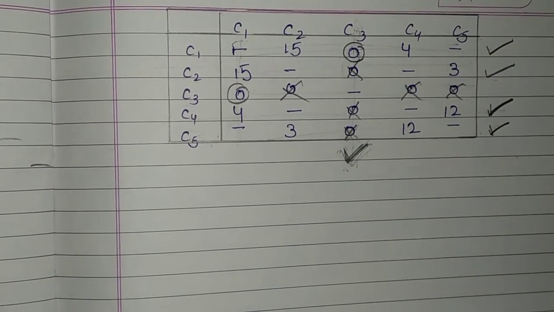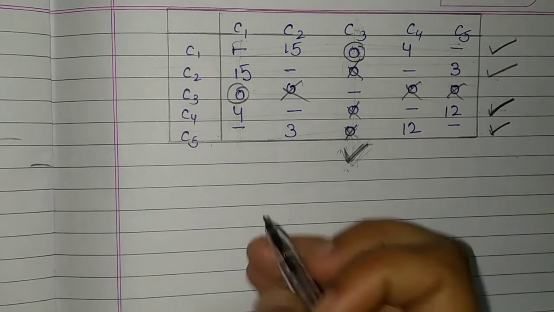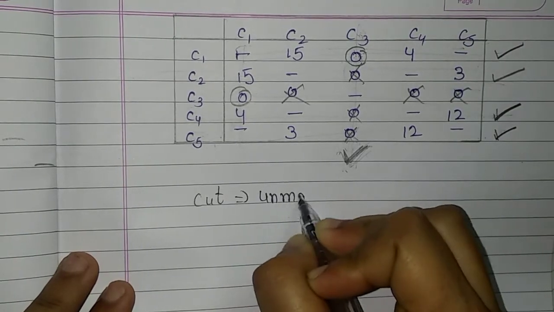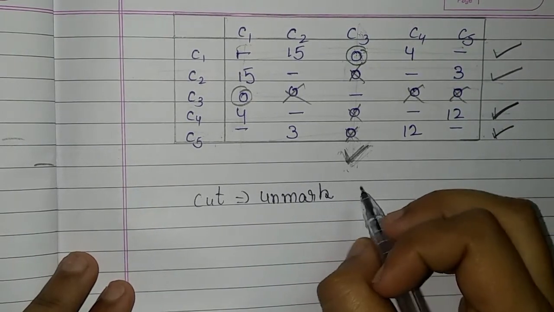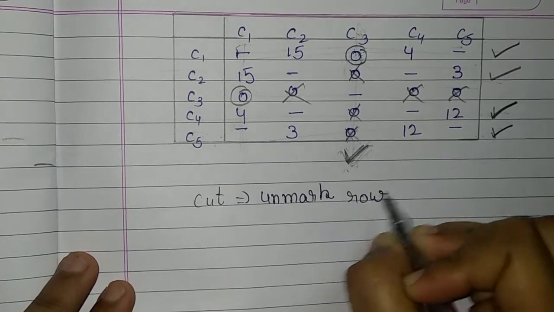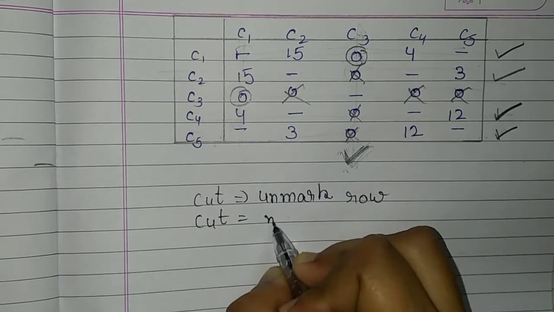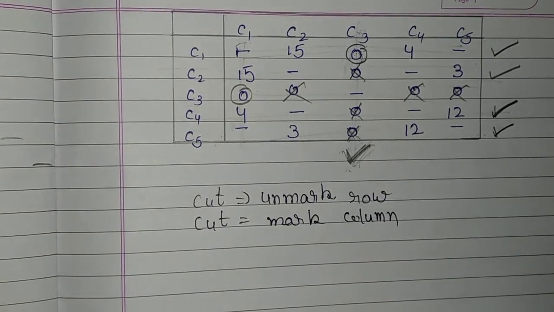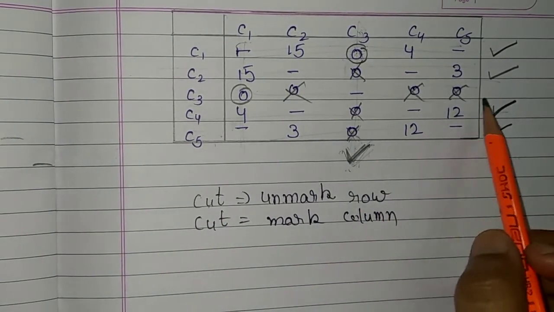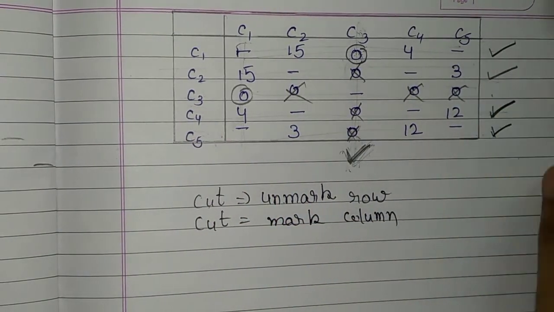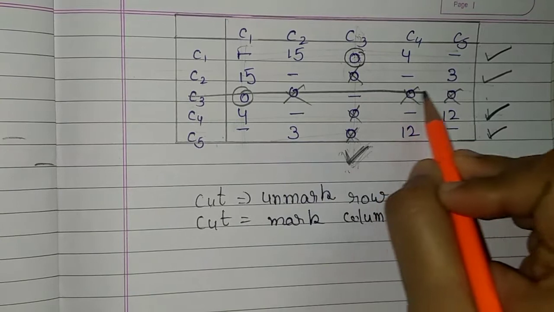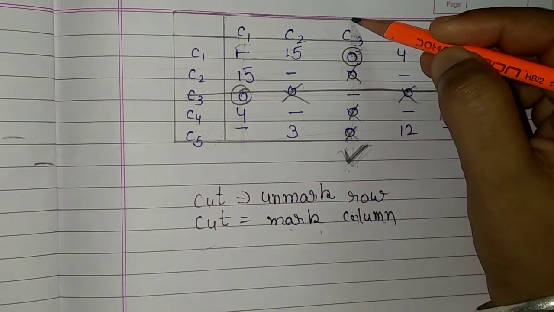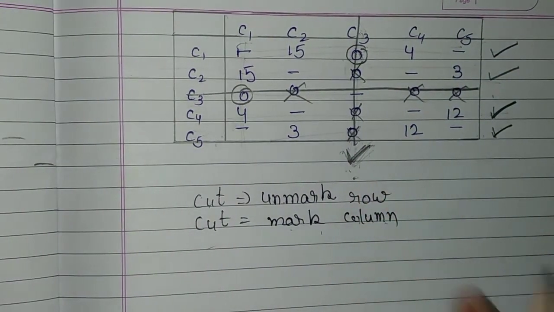Now, cut unmarked row, cut marked column. Cut unmarked row. C3 is an unmarked row, so we cut it. And marked column: cut marked column. Here the C3 column is a marked column, so we cut it.